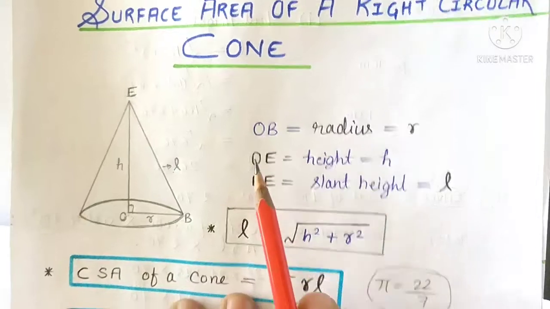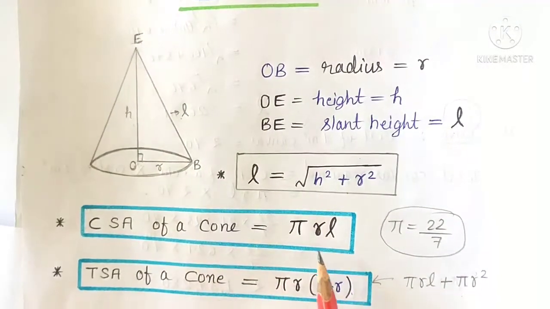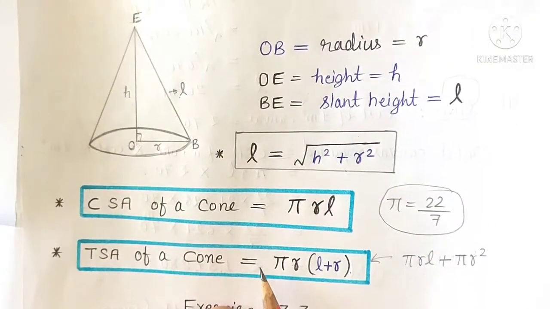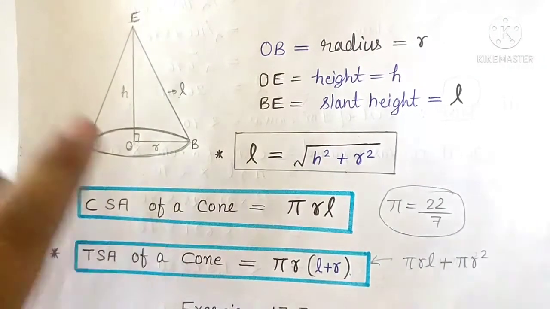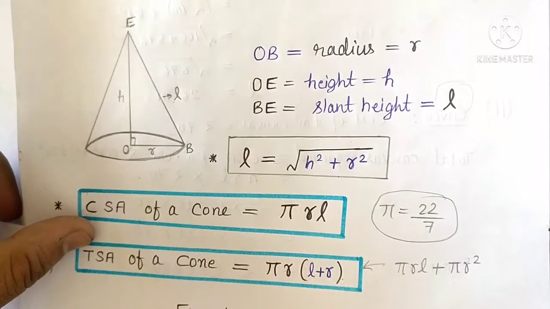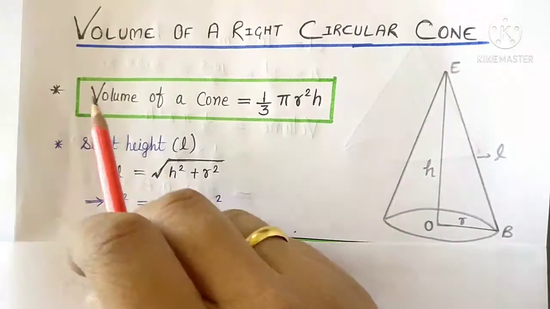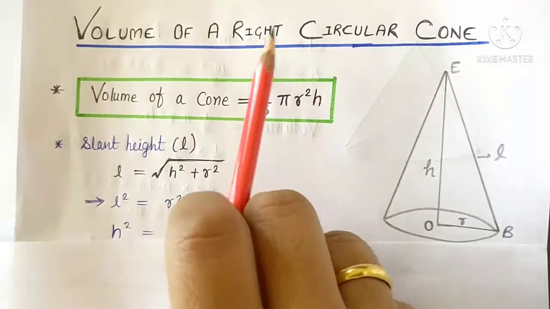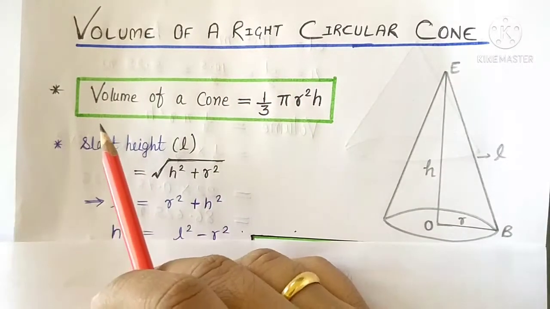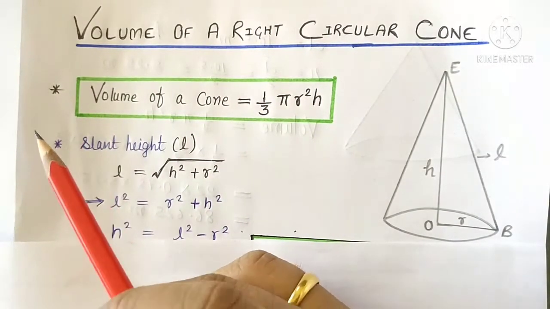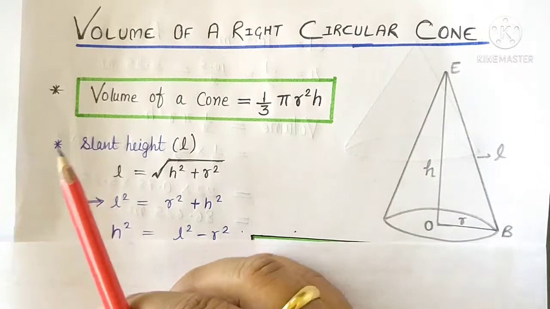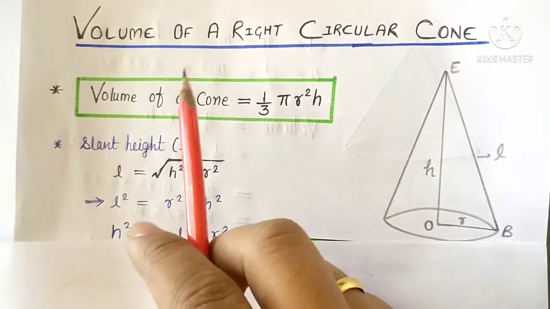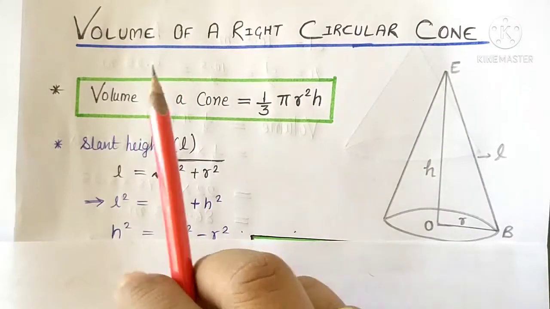In this we have learned about CSA of a cone, that is pi RL, and TSA of a cone, that is pi R times (L plus R). But today we are going to talk about the volume of a cone. As I told you earlier, volume means capacity, how much an object can hold. That is called its capacity, and capacity is also known as volume. So here we are talking about the volume of a right circular cone.